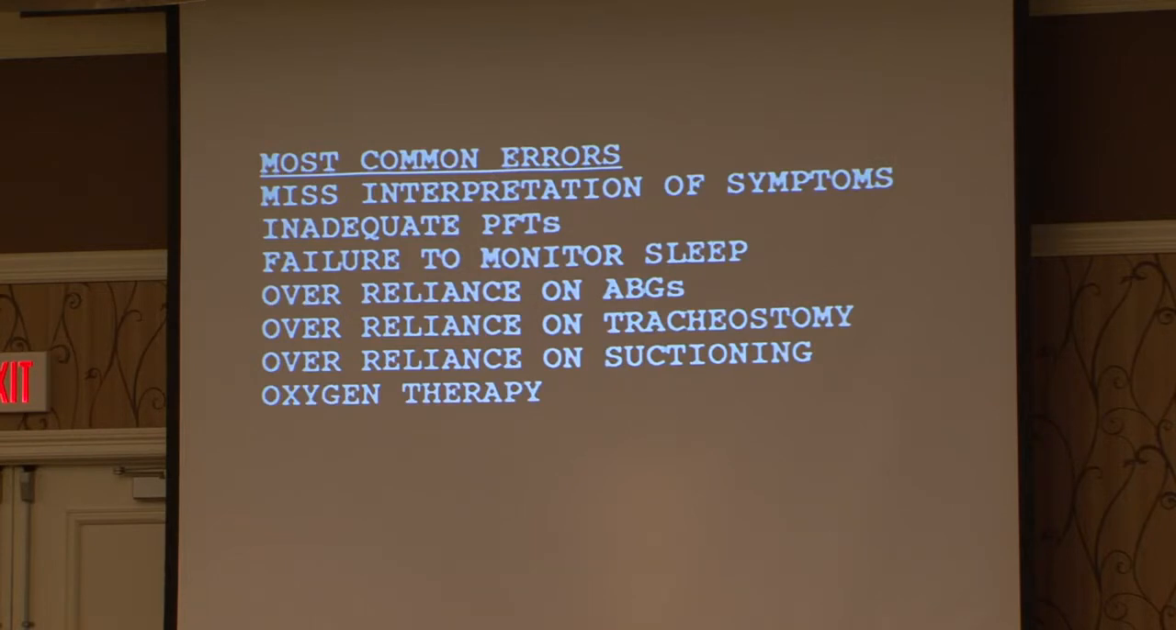In fact, usually with polysomnograms, they don't even monitor the CO2. So what we do is we can monitor CO2 and oxygen saturation, and that's much more effective than a $6,000 polysomnogram.